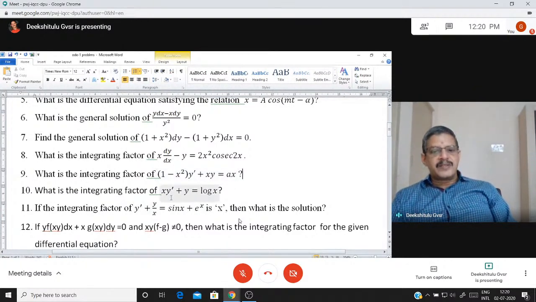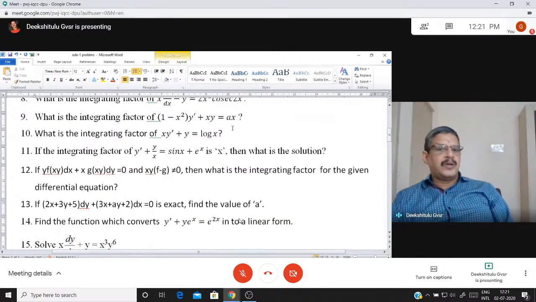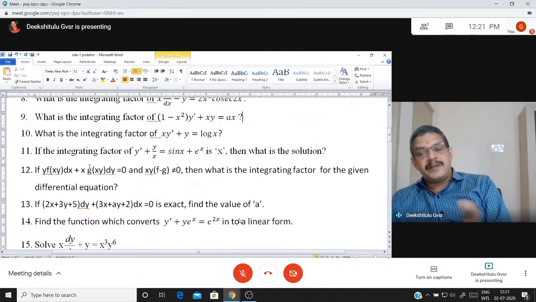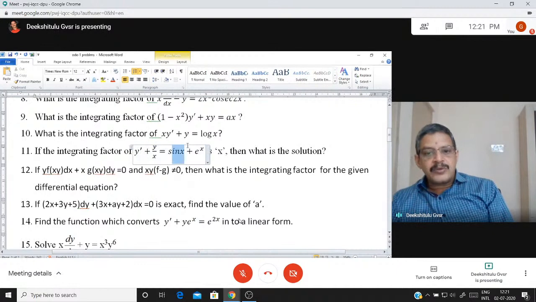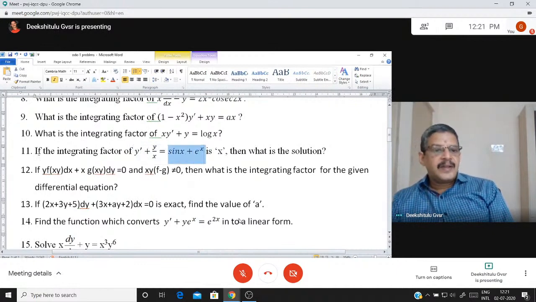What is the integrating factor of xy dash plus y is equal to log x? If you observe this, derivative of x into y is equal to log x. So the integrating factor of y dash plus y by x is equal to sin x plus e power, whatever you have on the right hand side does not matter when they ask for an integrating factor. Don't worry about the function on the right hand side. He is asking only integrating factor, so you have to worry about this function only.